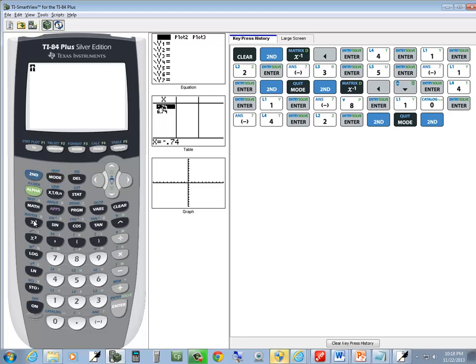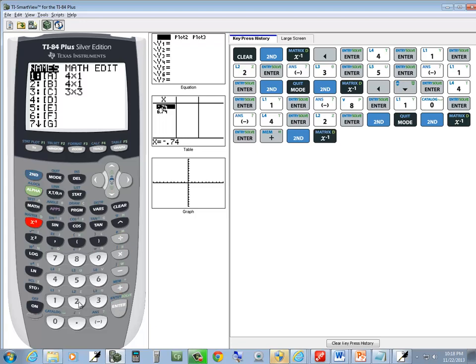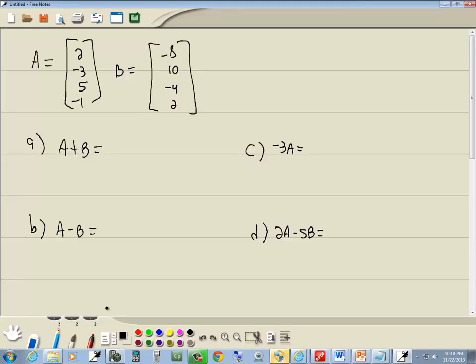We'll do second x to negative 1, enter on A, plus second x to negative 1, and we'll choose 2, the number that's in front of our B, to choose it. And then we'll do enter. So this answer will be negative 6, 7, 1, 1.